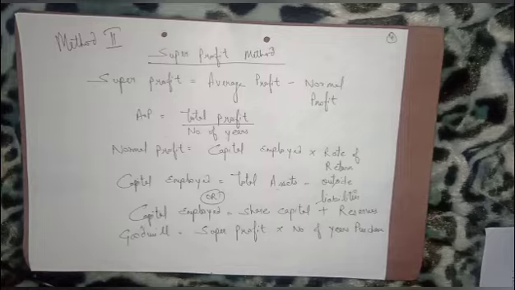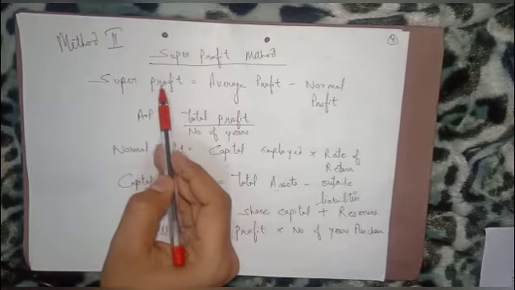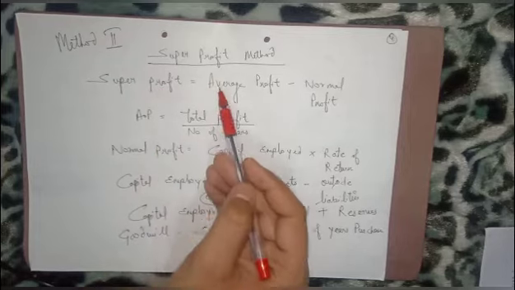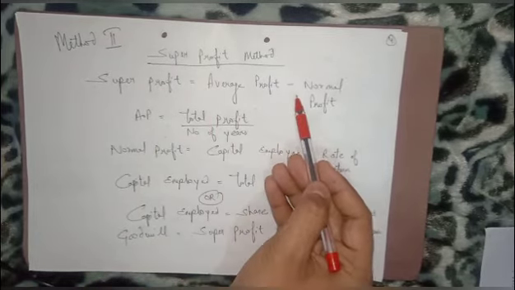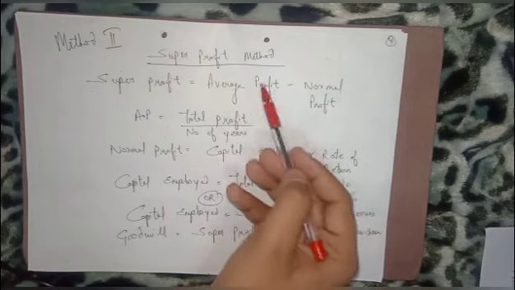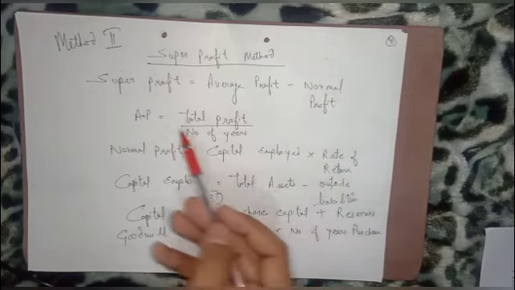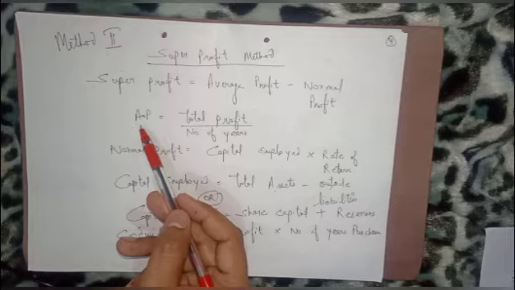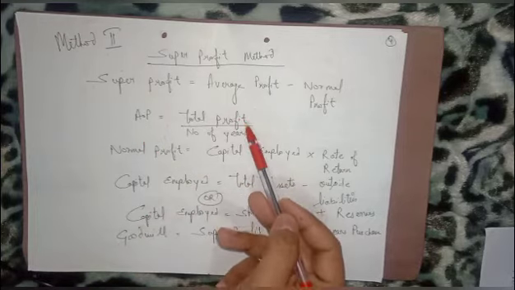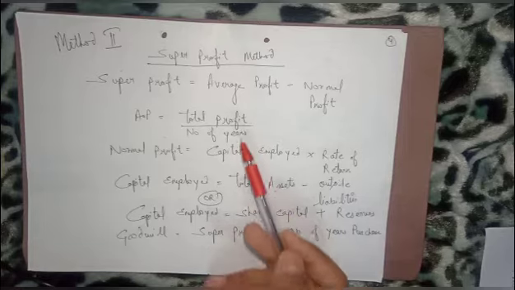So in front of you is the accounting treatment of the super profit method. Super profit is what? What is the formula you have to learn? Average profit minus normal profit. You can write it as AP minus NP. The average profit formula you have already done in the first method: total profit divided by number of years.